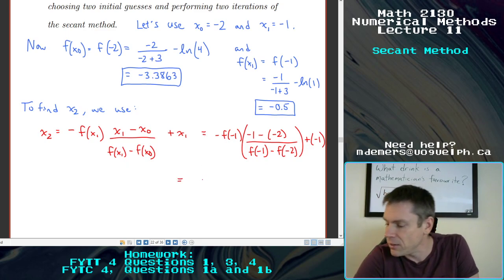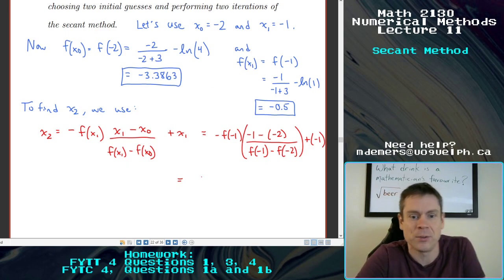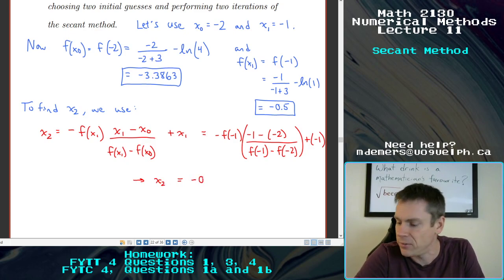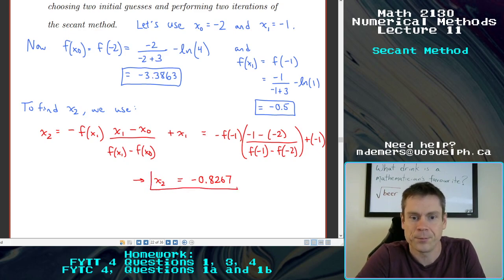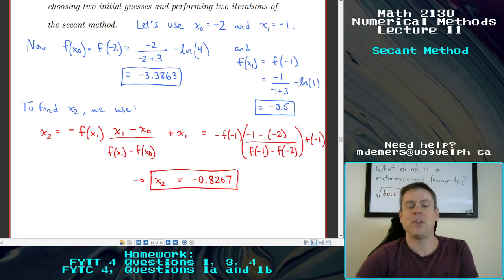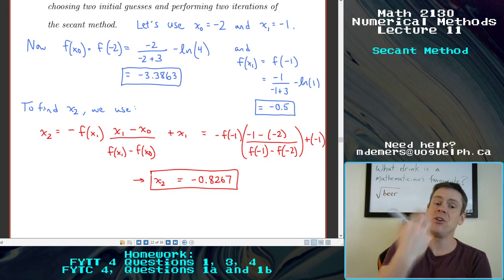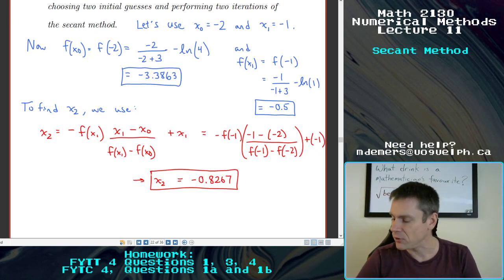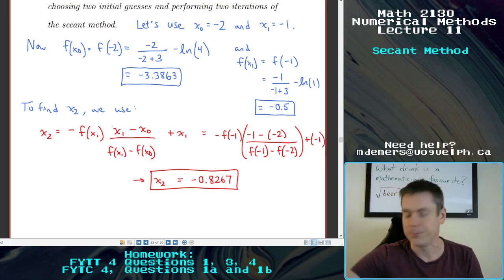I guess I can do it, but it's all there above, so maybe I'll just let you calculate it out. For x2, you should end up here with minus 0.8267. So that's one iteration. I've now found a new estimate, x2 equals minus 0.8267.